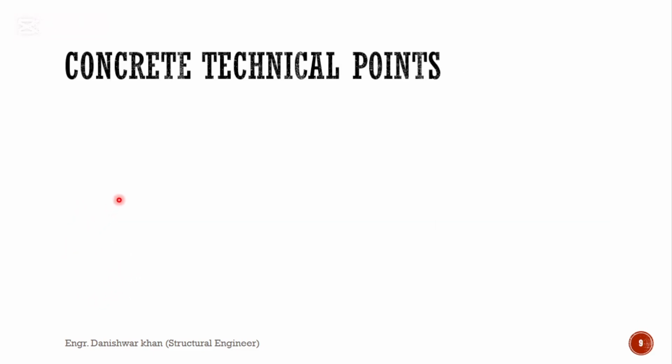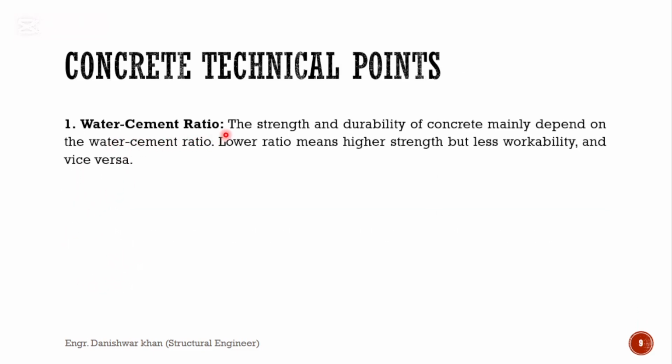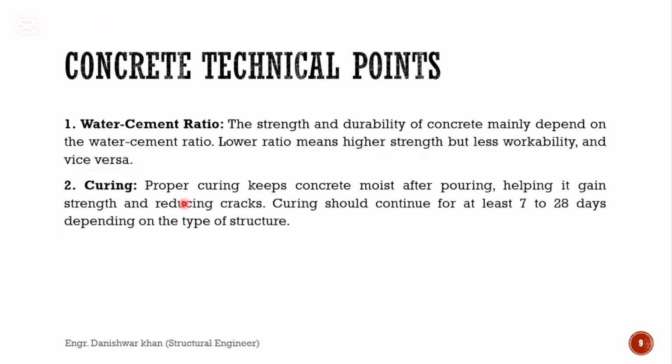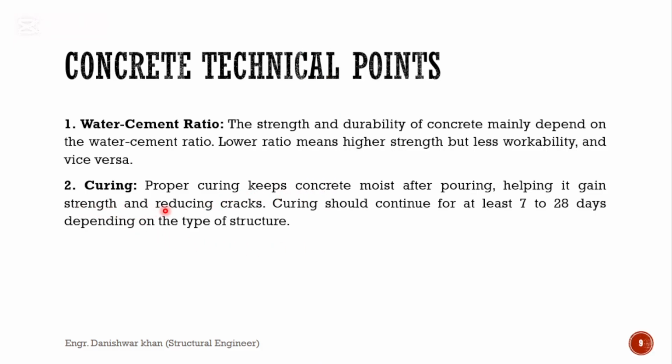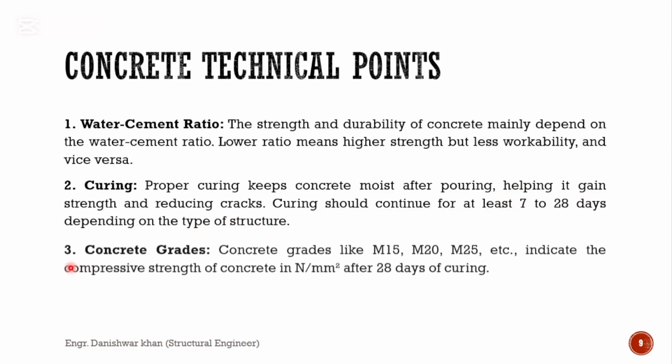Concrete technical points. Water-cement ratio. The strength and durability of concrete mainly depend on the water-cement ratio. Lower ratio means higher strength but less workability and vice versa. Curing. Proper curing keeps concrete moist after pouring, helping it gain strength and reducing cracks. Curing should continue for at least 7 to 28 days depending on the type of structure.